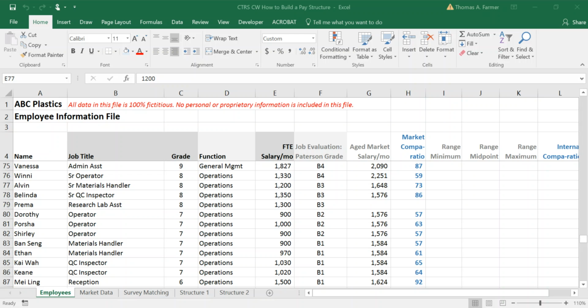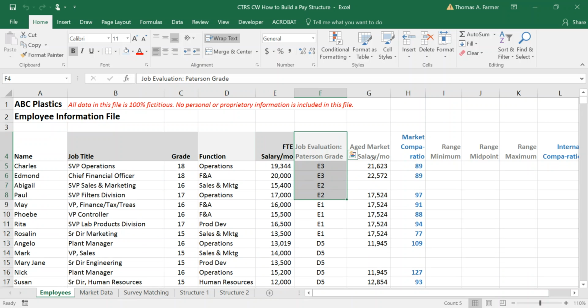Hi, I'm Tom Farmer, and here's how you develop a very simple salary structure. To develop a salary structure, you need a file that has the necessary data. You need employee information. This file has name, job title, grade, function, salary, evaluation score, and market value. I've already completed market analysis, and so I basically have everything I need right here.